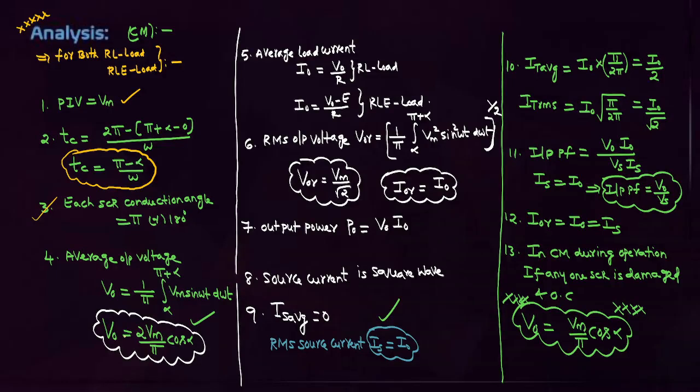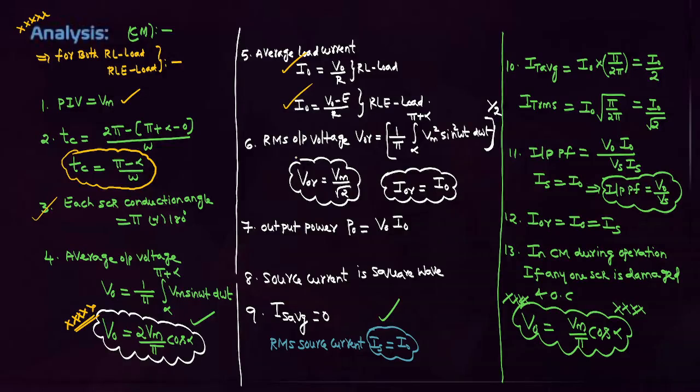Then what is the average output voltage? This is very important. In continuous mode of operation, in a full wave rectifier, the average output voltage is 2 Vm by pi into cos alpha. Then what is the average load current? RL load: V0 by R. RLE load: V0 minus E by R.